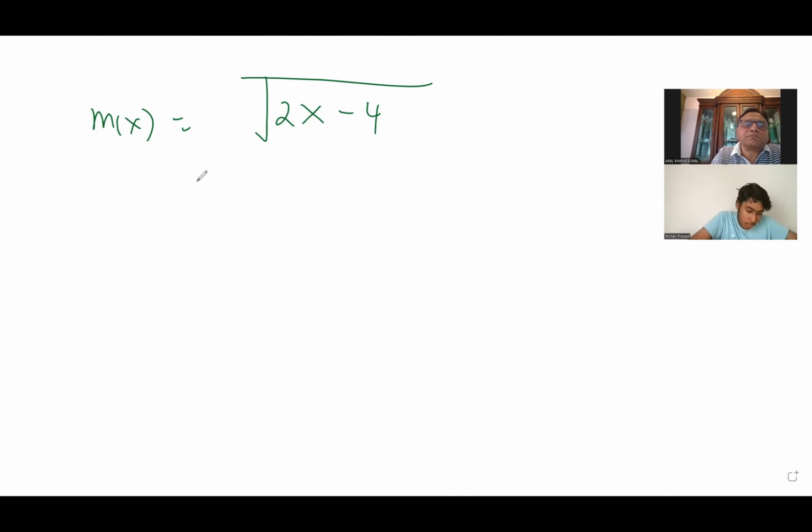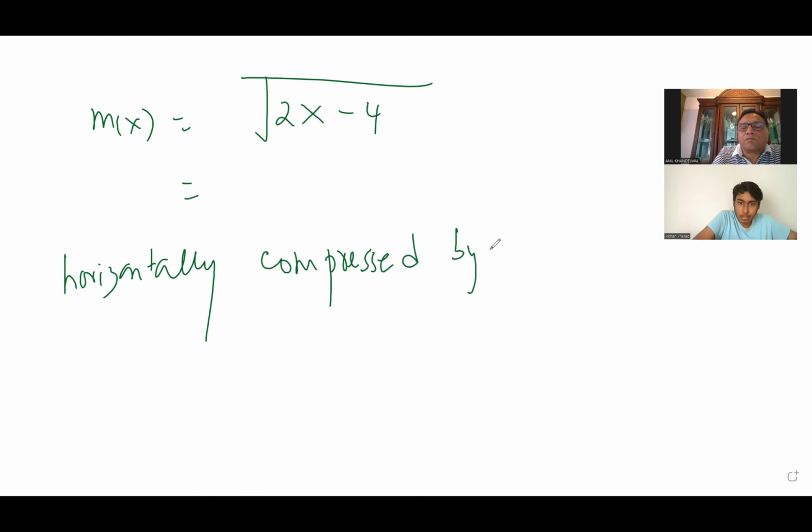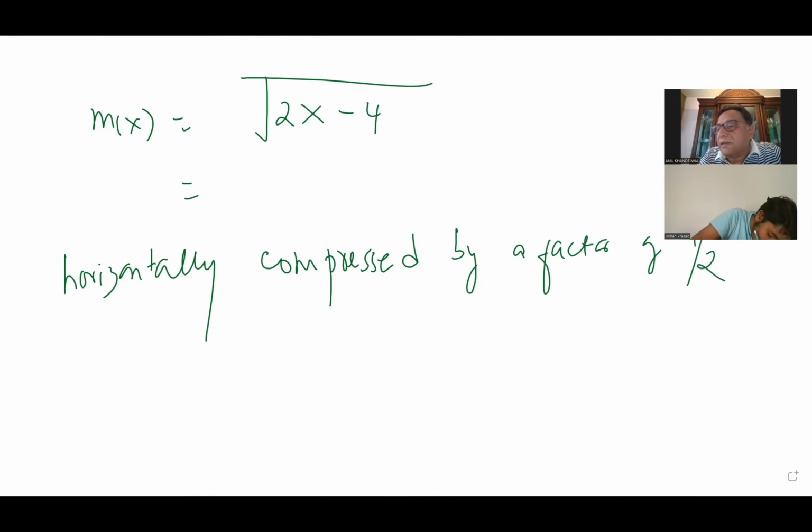It would be horizontally translated 4 units to the right. And it would be horizontally compressed by a factor of 2. Half. 1 by k. So half.